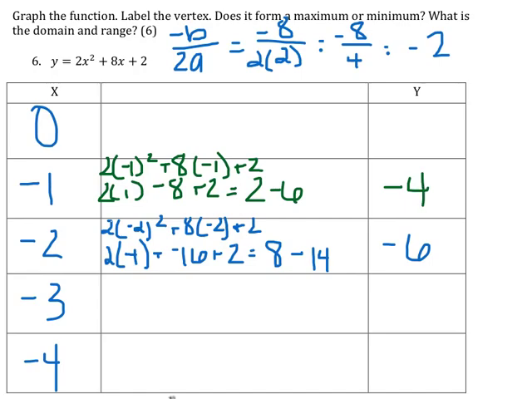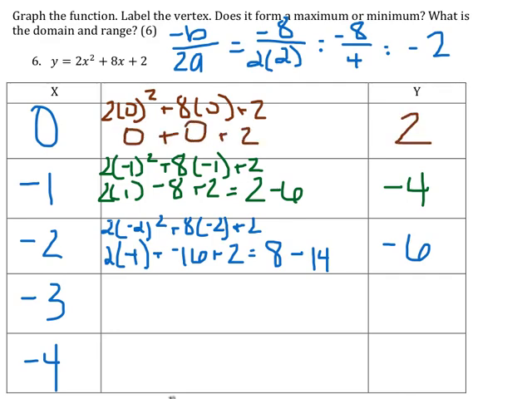Keep on moving. 2 times 0 squared plus 8 times 0 plus 2. That's 0 plus 0 plus 2, which is just 2. Now remember, we're just going to reflect those over. That's the beauty of quadratics. You get to do half the work.